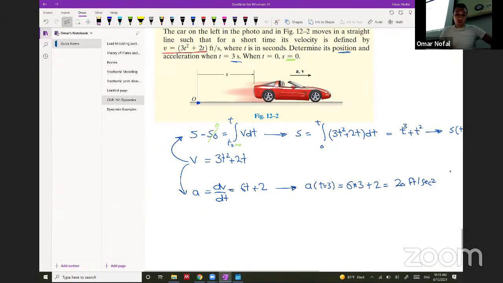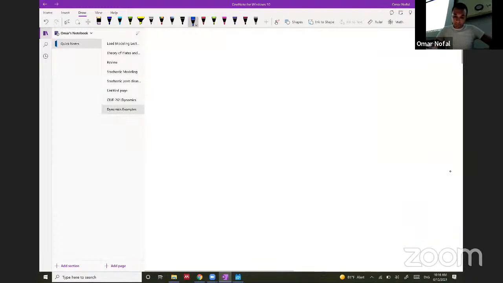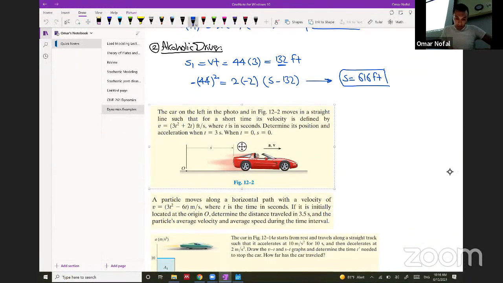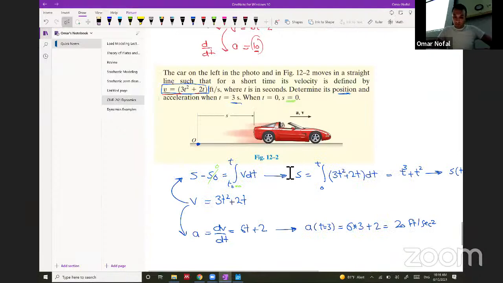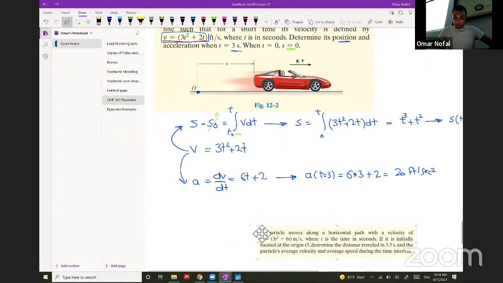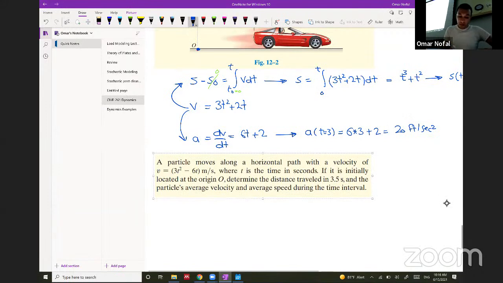So what if we added more difficulty to this problem? Like, what if the v is not like this? So let's get this function: v is equal to 3t squared minus 6t. So let's copy this. So if v equals 3t squared minus 6t, here it will be more complex. It says if it's initially located at the origin O, determine the distance traveled after 3.5 seconds and the particle's average velocity and average speed.